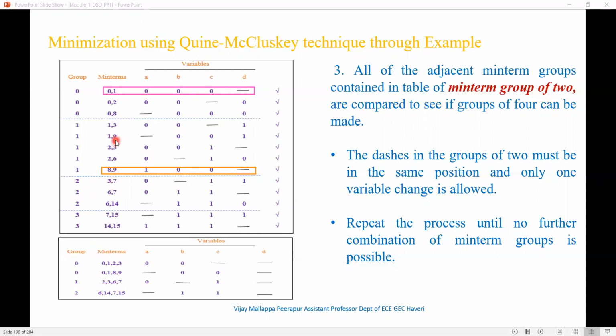Similarly, what we have for the group 1 and 2 comparison. For group 1 and 2, the first thing you need to see is the common thing we have. The dash has to be common between group 1 and 2 here. Where do we have the common groups now? Where do we have that?